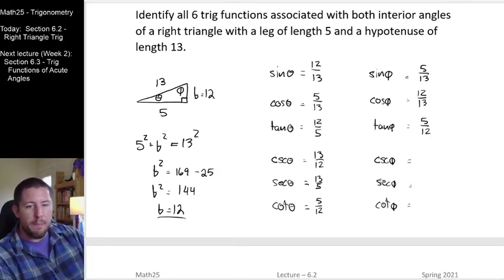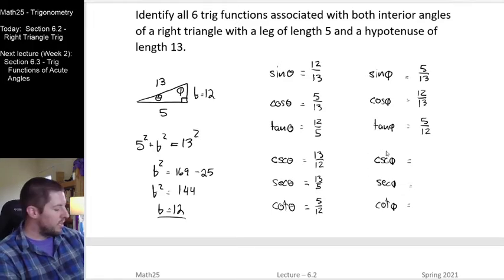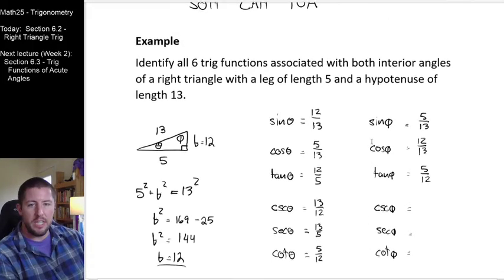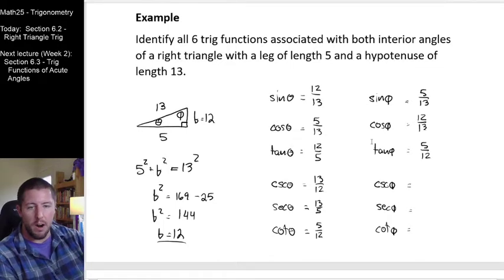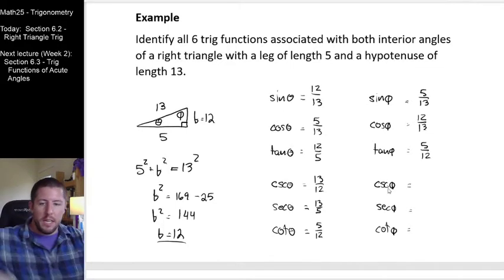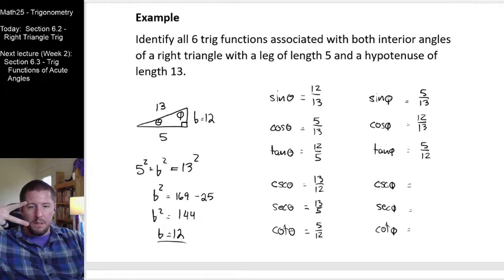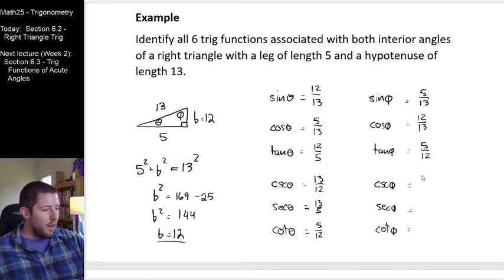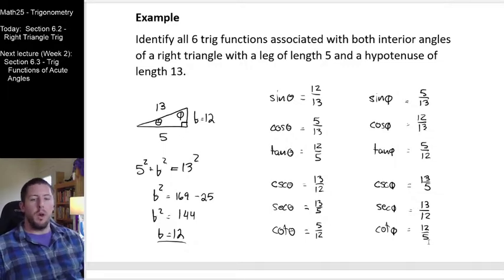Just to wrap up this example, as we did over here, our 3 grouping of functions at the end are the reciprocals. We just need to flip them around from the ones we've already determined. Cosecant is the reciprocal of sine, so I'm going to get 13/5. Secant is the reciprocal of cosine, so 12/13 becomes 13/12. Cotangent is the reciprocal of tangent, so I'll end up with 12/5 instead of 5/12.